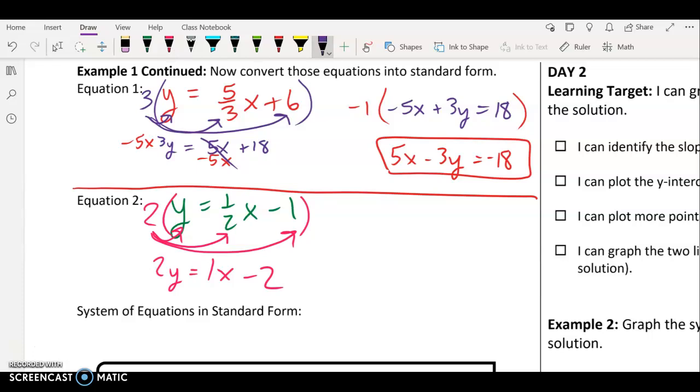We are going to try and have the x and the y on the same side. Remember what standard form looks like: ax plus by equals c. The x and the y should be on the same side. So we're going to minus that 1x on both sides. So now we have -1x, a positive 2y on the left, but the x's on the right cancel, leaving us with just -2.